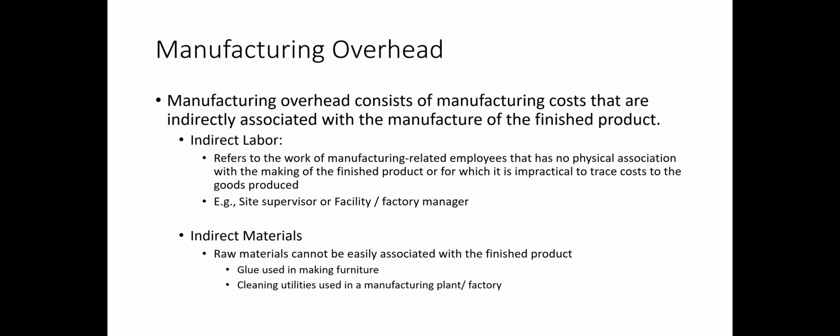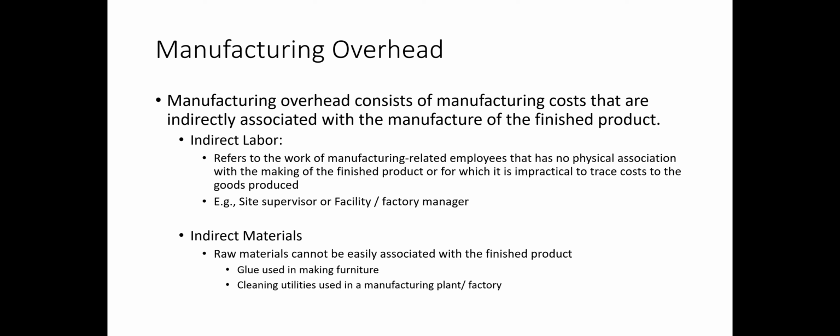Another category of manufacturing overhead is indirect materials. Let's say we buy a huge box of glue and then we use it to make one table. It's hard for us to trace how much is the cost of using glue for one table. That's why they are called manufacturing overhead.